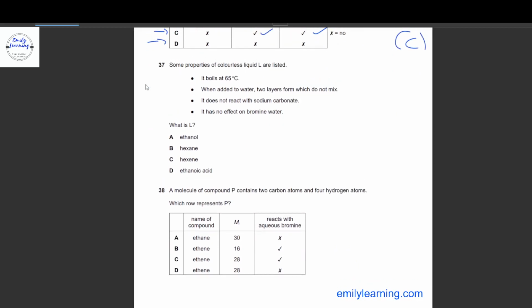Some properties of colorless liquids are listed. So let's take a look at some properties of the colorless liquid. It boils at 65 degrees Celsius. When added to water, 2 layers form which do not mix. That means it's insoluble in water. It does not react with sodium carbonate, so it's not an acid. It has no effect on bromine water, so in other words, it's not an alkene.